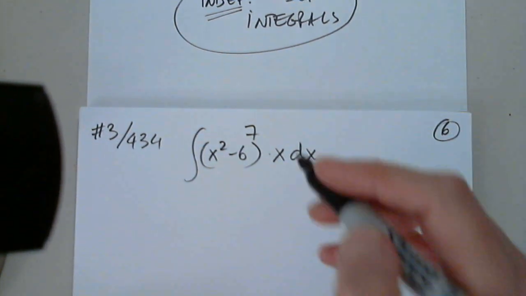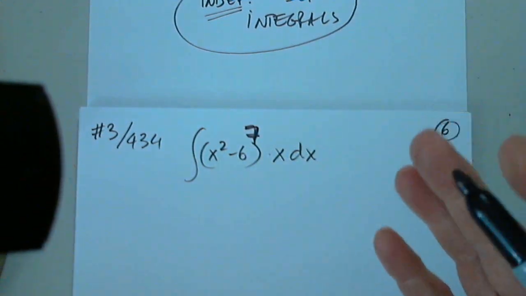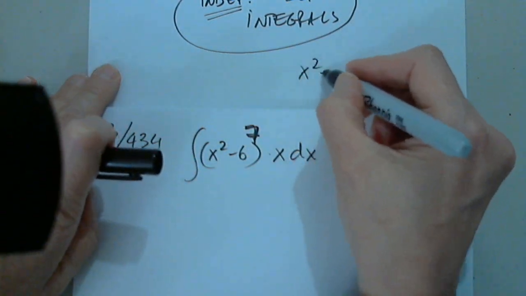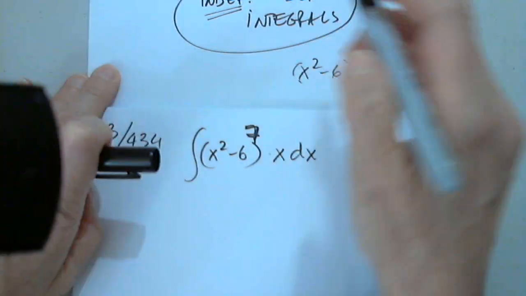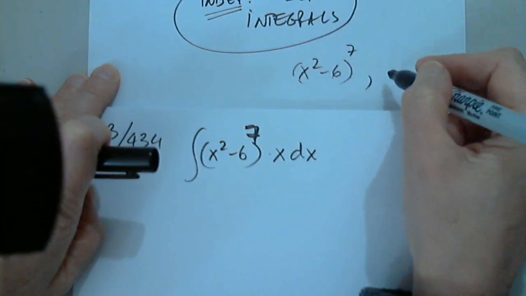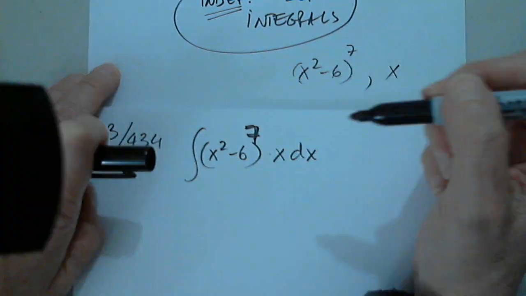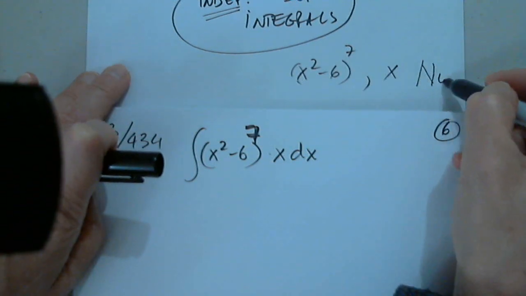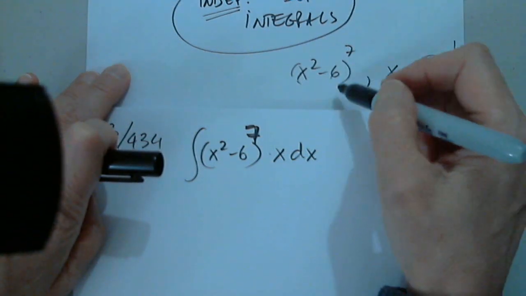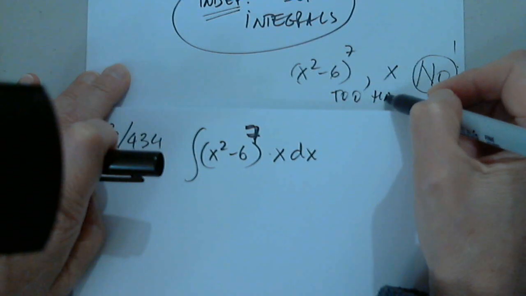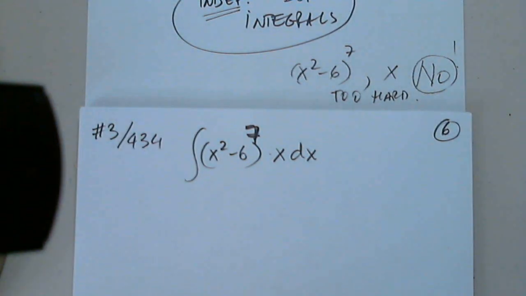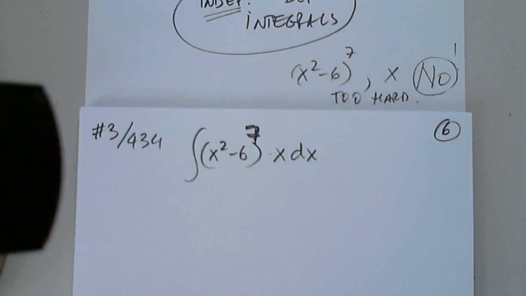Okay, so you will say, it's not a big deal. You have to take this binomial to the 7th power, then distribute x to it, and then integrate. No. Too difficult. Too hard. Because we have something called the substitution method.